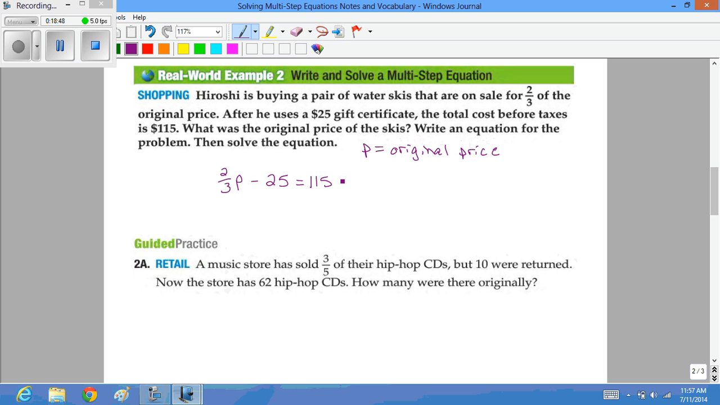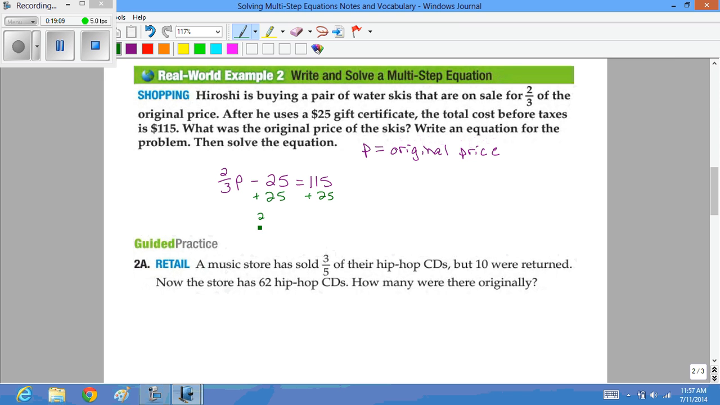So there's my equation. Read that one time through and then put it in chunks and figure out where the clue words are and what they mean. So we have our equation. Let's go ahead and solve this, working backwards. We know that we're going to add or subtract first. So I'm going to add 25 to both sides.